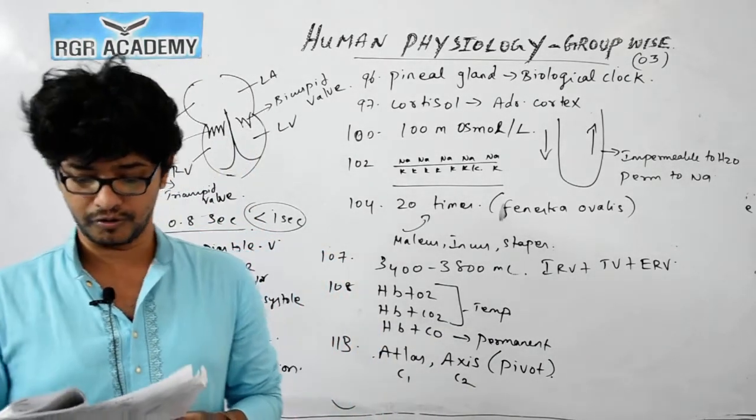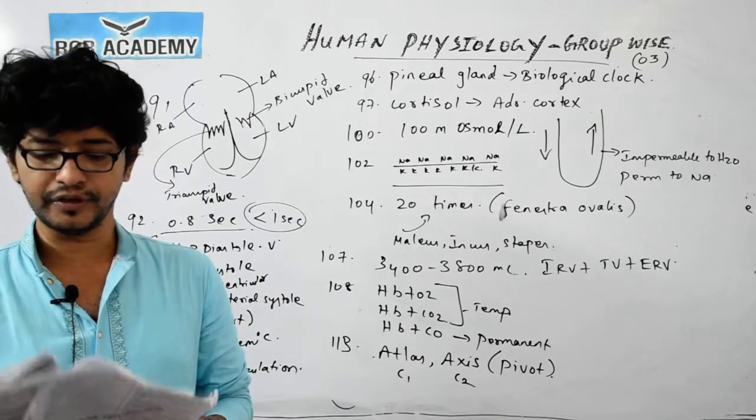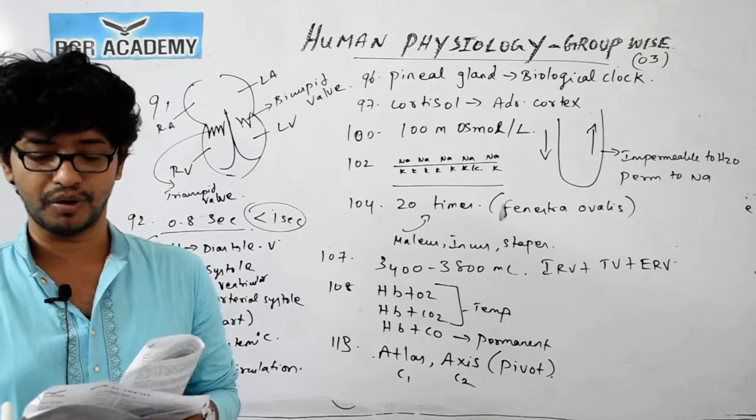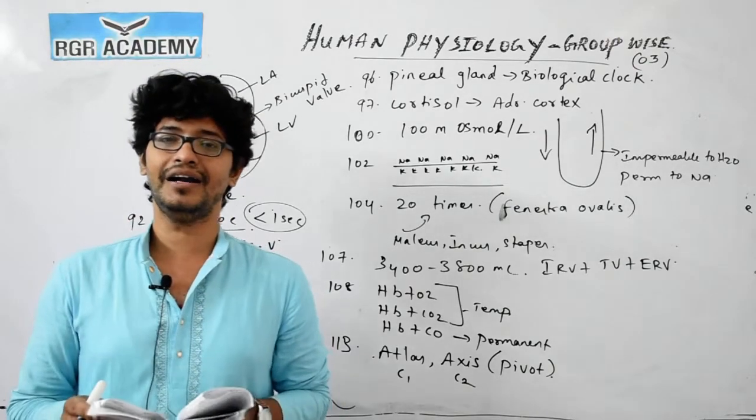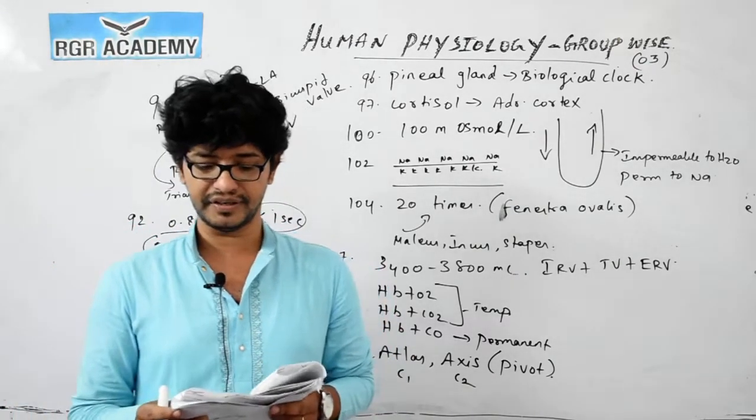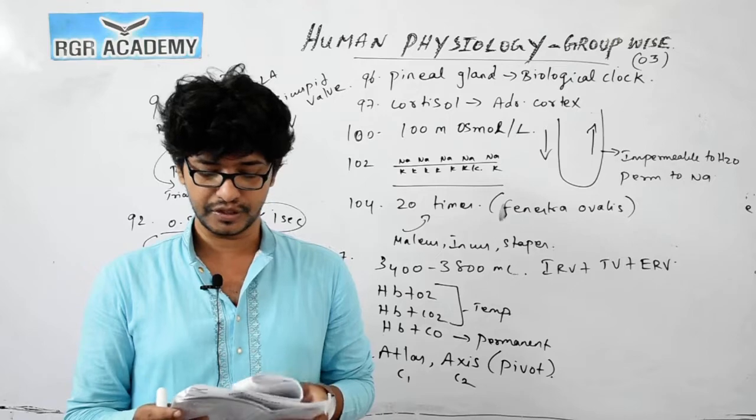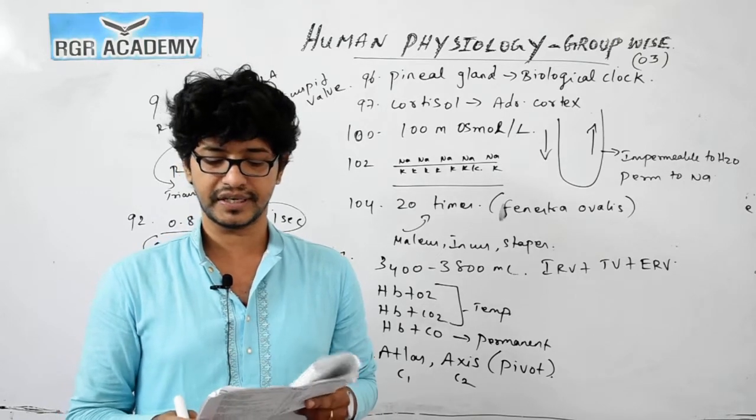Question number 114. The frequency of the heartbeat in our body is maintained, the conduction of the heartbeat, right, by a natural pacemaker. It is the sinoatrial node, that is the SA node. You know this answer. So option 2 is the correct answer.